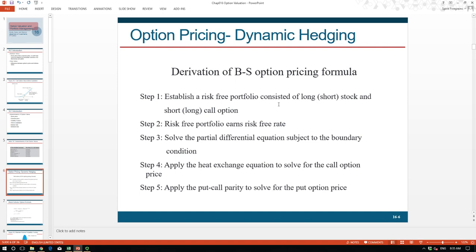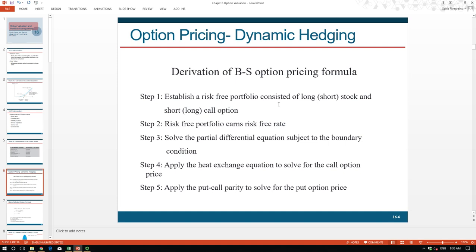And the second step is to figure out the return on this risk-free portfolio. Right? If a portfolio is risk-free, then what will be its return? Before Black and Scholes, many financial researchers back in the late 1960s and 1970s mistakenly believed that a risk-free portfolio should earn 0 return, but actually that is not a good argument, because a risk-free portfolio should earn the risk-free rate based on our understanding of risk-return trade-off theory.